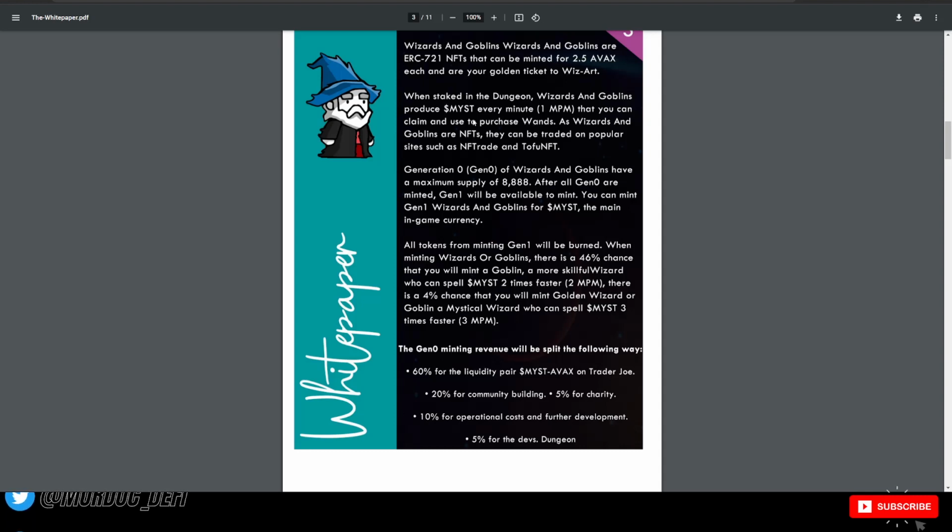There's a 4% chance that you will mint a goblin, a mystical wizard who can produce three mist per minute, or three times faster, right?